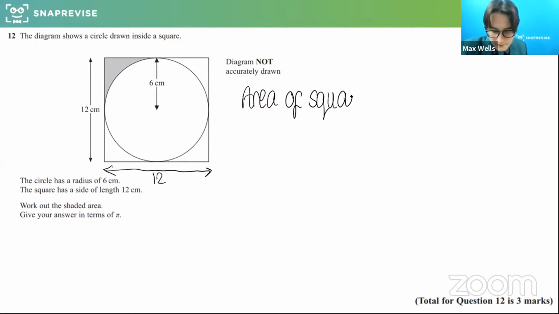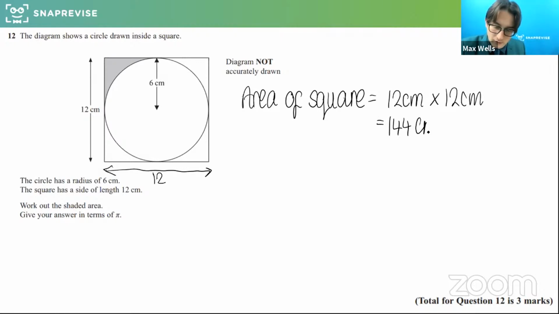And sometimes doing all this circle work can confuse us over stuff we've done ages ago. So the area of a square will be 12 centimeters times 12 centimeters. So 144 centimeters squared. Do we all agree with that? So that's the whole entirety of the space occupied by the square.